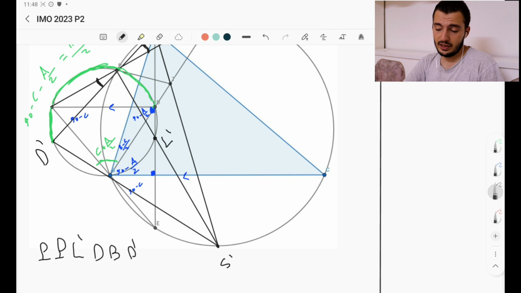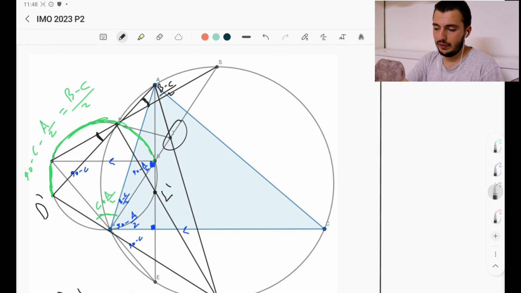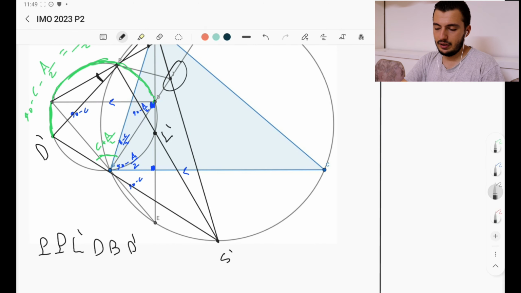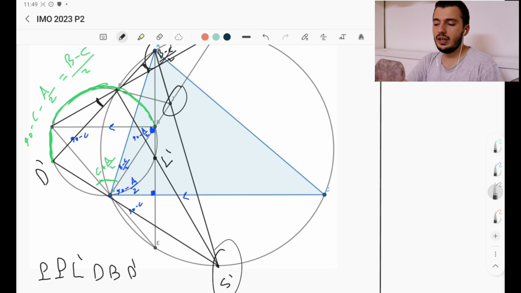Because if we now apply Pascal's theorem on these 6 points, then PP and DB give us point T. PL prime and BD prime give us point A. And L prime D and D prime P simply give us our point S prime. And that means that we have 3 points. Our 3 points are collinear, which means that T indeed lies on the angle bisector. And hence we're done. IMO 2023, problem 2 is finally done.